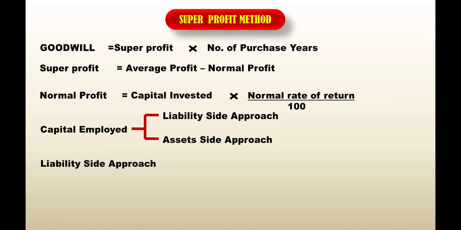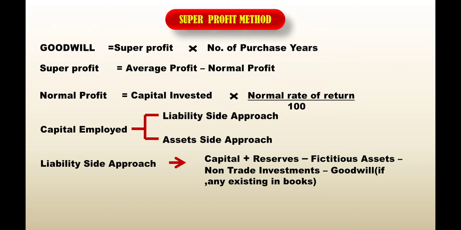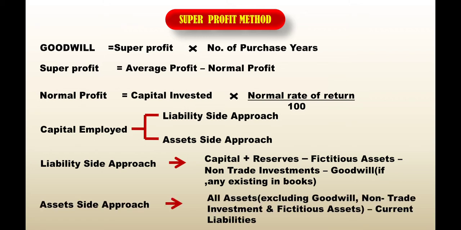Liability side approach: capital plus reserves minus fictitious assets minus non-trade investment minus goodwill, if any exists in the books. Asset side approach: all assets excluding goodwill, minus non-trade investment and fictitious assets, minus current liabilities.